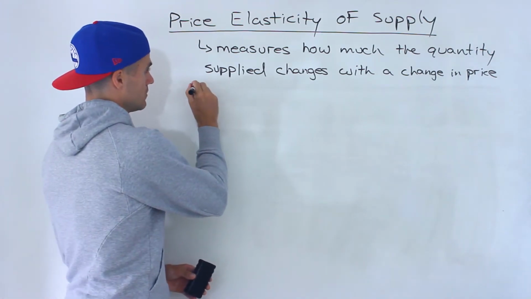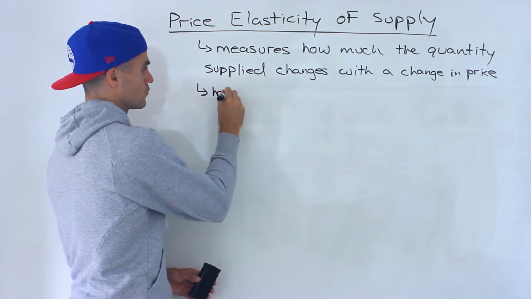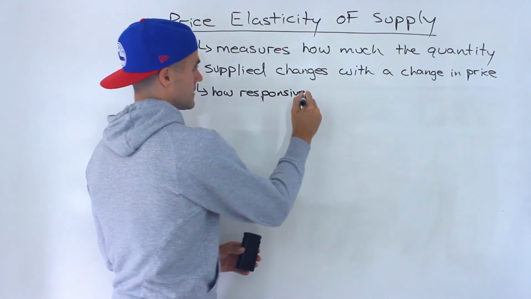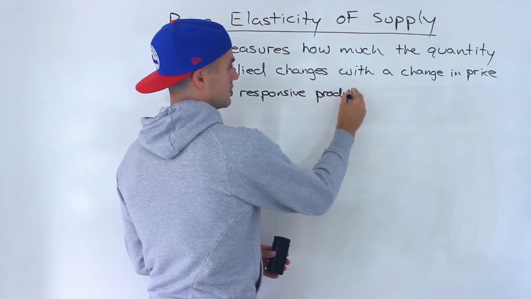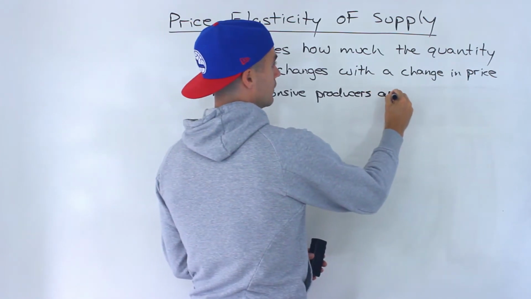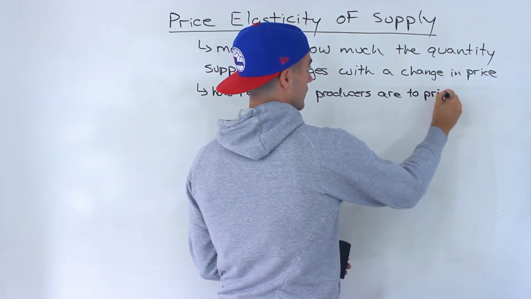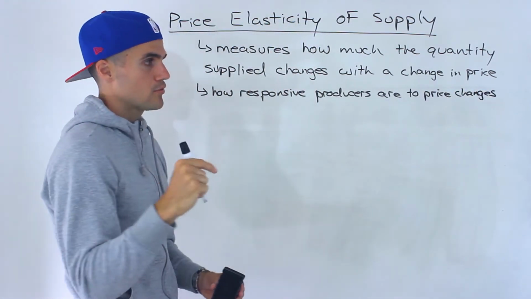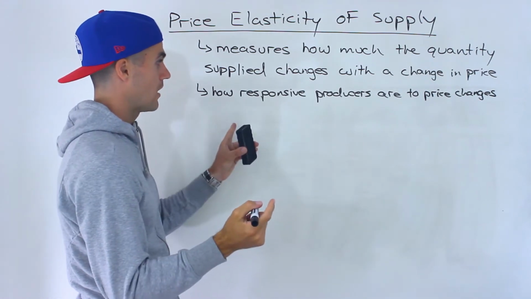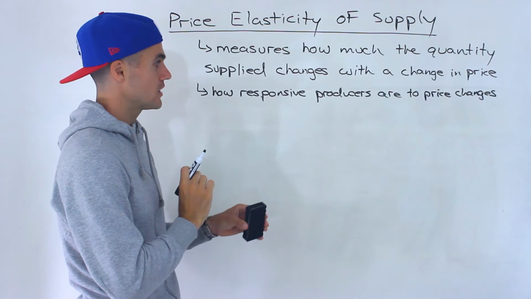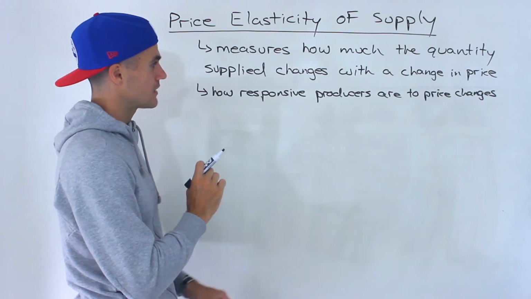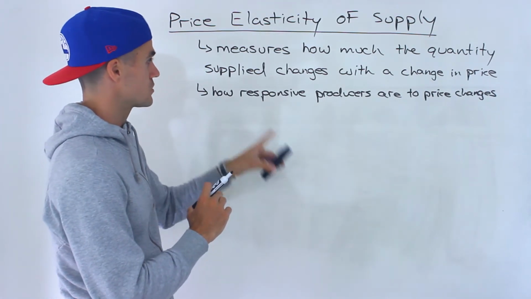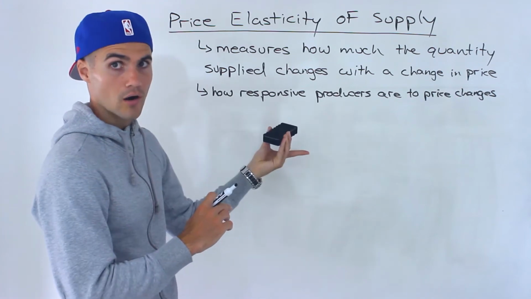A less technical definition is basically how responsive producers or suppliers are to price changes. So if you remember when we talked about the price elasticity of demand, we mentioned how sensitive consumers are to price changes. You can use that word, but in a lot of textbooks you're going to see this word responsive or responsiveness come up when you're dealing with producers. So how responsive producers are to price changes.